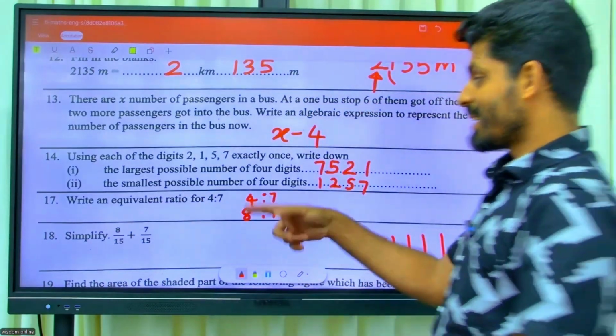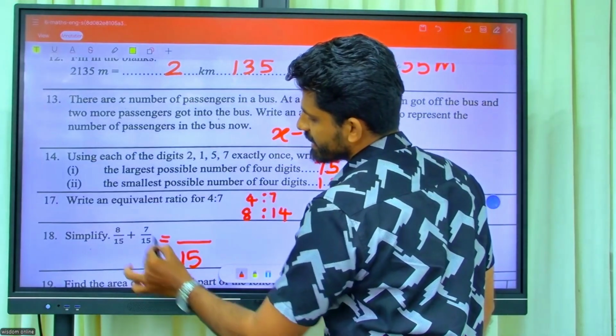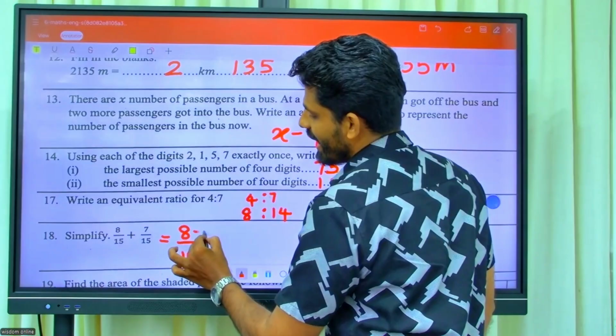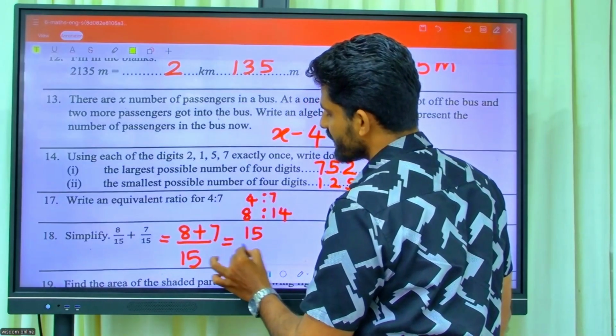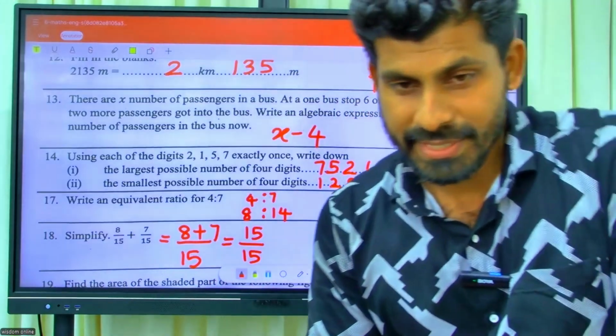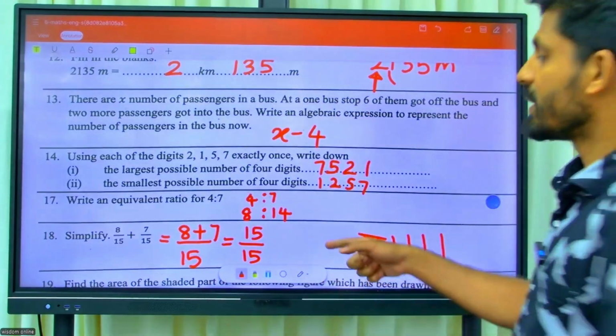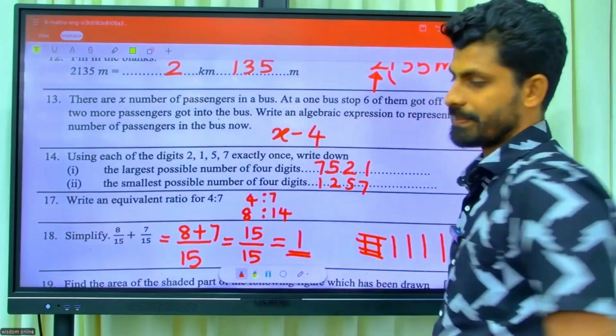8 over 15 plus 7 over 15. The denominator 15 stays. 8 plus 7 is 15, so 15 over 15. What is the answer? 15 over 15 means 1.